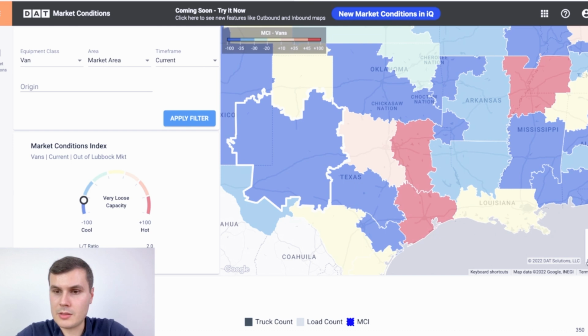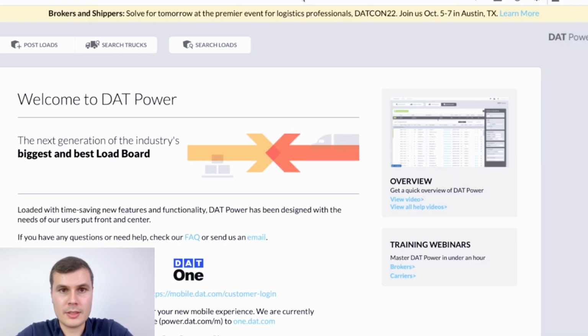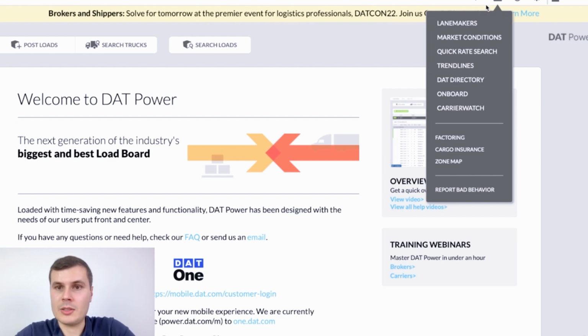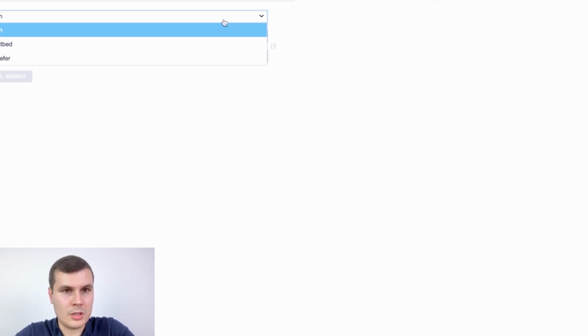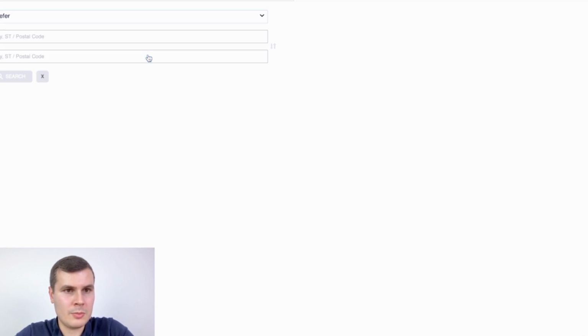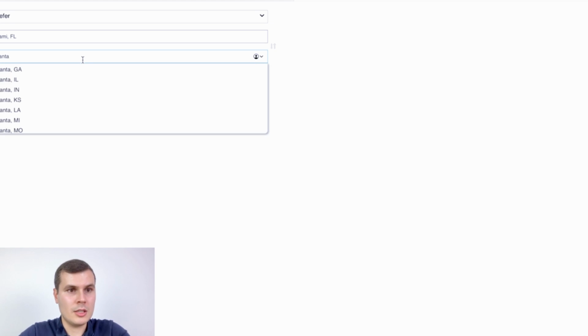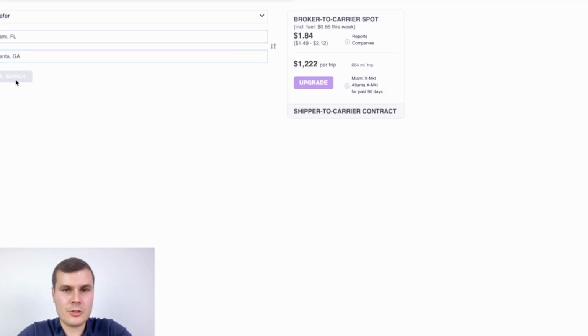Okay, let's move away from the market condition index and look at what else is available to us in these tools. So we looked at lane makers, we looked at market conditions. Here's a quick rate search. This is actually a very simple tool. We just choose an equipment, let's say for example reefer, and then we choose a lane, Miami, Florida to, I don't know, Atlanta, Georgia, for example. And then we click search and we get our average rate. So the average rate for reefer on this lane is $1.84, and it ranges from $1.49 to $2.12.